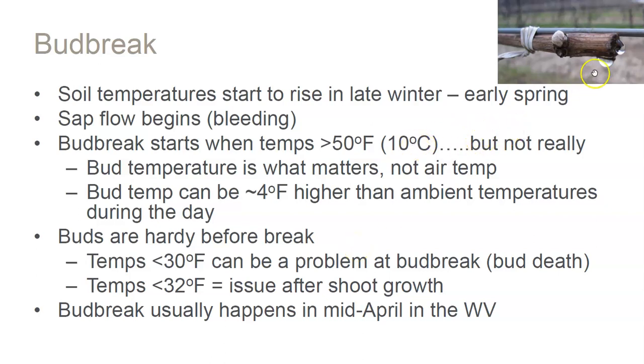So you start to see that sap flow. The buds start to get woolly. This is called woolly bud here. And then they break open. Like I said, it's generally when bud temperatures, not air temperatures, but bud temperatures, are above 50 degrees on average every day. We say air temperature because of growing degree days. Honestly, buds break before 50 degrees Fahrenheit, but it's generally around 50 when we start to see this happen.